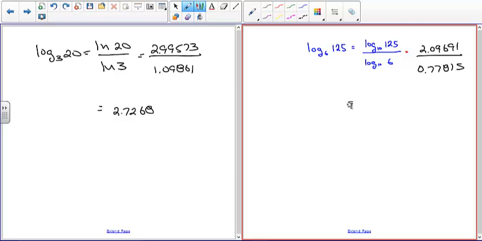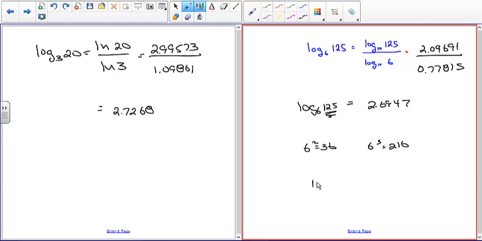Now we do the division, and you can do this all in one step in your calculator if you want to. I'm just doing it to show you. And so you get 2.6947. So that's the log base 6 of 125. And again, 6 squared is 36. 6 cubed is 216. So we have 125, which is between 36 and 216. So the log would be somewhere between 2 and 3 again. It is.